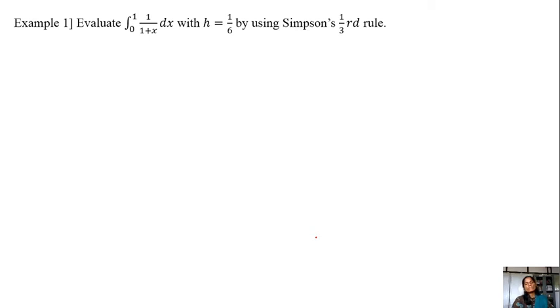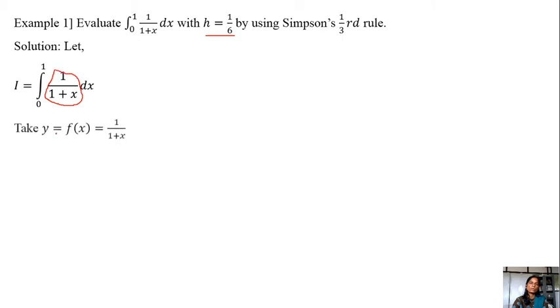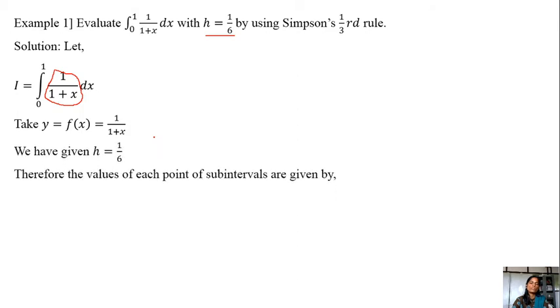Evaluate the integration from 0 to 1 of 1 upon x dx, with h given, the interval of differencing 1 by 6, by using Simpson's 1/3 rule. So first call this integration I equal to the integration from 0 to 1. This is your y. y is 1 upon x dx, and h equal to 1 by 6. So we have written here y equal to f of x equal to 1 by x, h is 1 by 6, and therefore the values at each point of the subinterval. So initially your argument will be 0, then next will be 1 by 6, 2 by 6, 3 by 6.